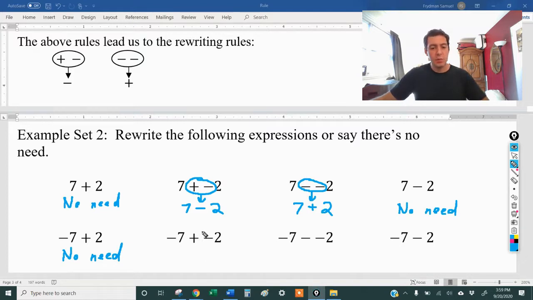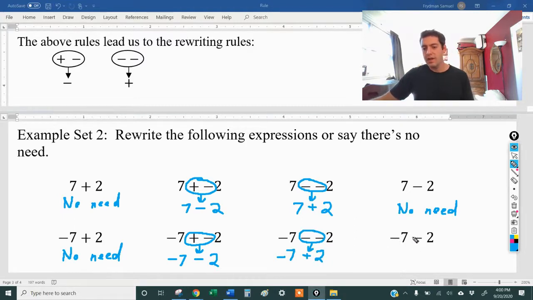On the other hand, here we have this plus negative, so we would rewrite that. So we would have -7. Notice that this -7 is not rewritten. It stays exactly the same as it was before. But we're going to rewrite this plus negative as subtraction. Okay, so again, adding -2 is the same thing as subtracting +2. Over here, we're going to rewrite this. So nothing is going to happen to the -7, but we're going to rewrite minus negative as addition.